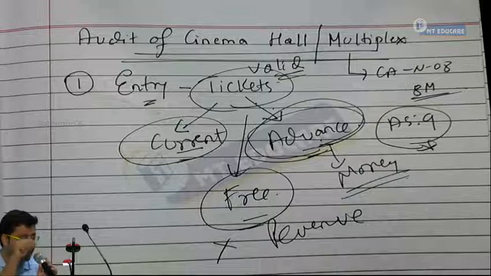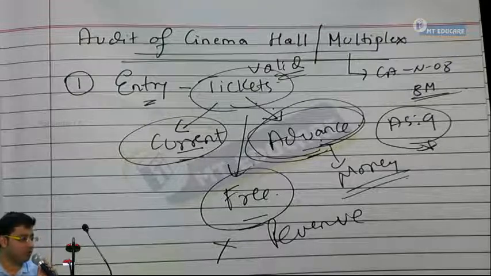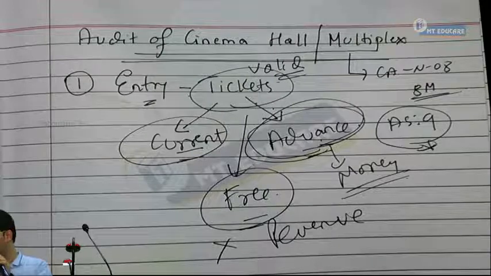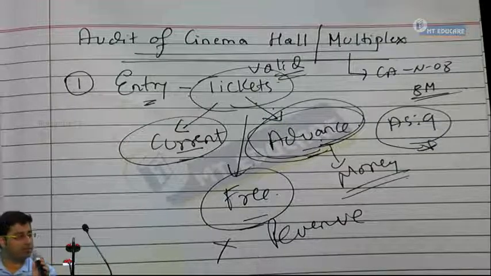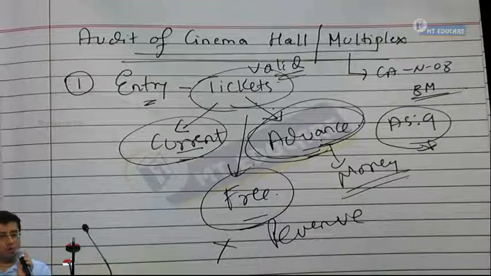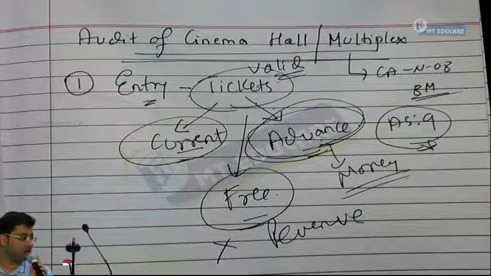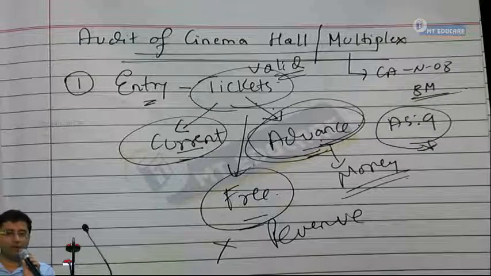Just put a bracket and write down, as per AS 9, as per Accounting Standard 9, this is only for your information. As per Accounting Standard 9, revenue should be recognized only when it is measurable and certainly collectible. Close the bracket. Next point.